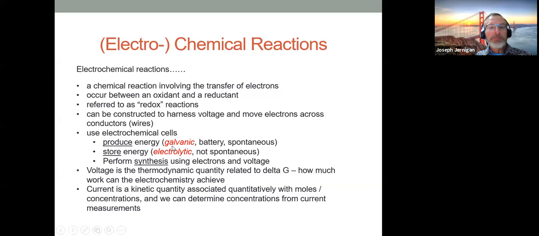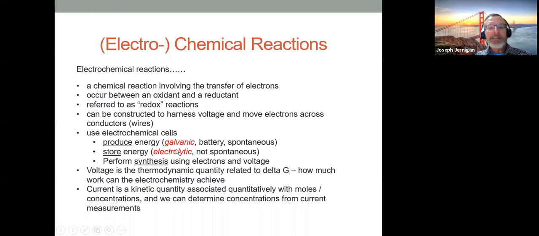Electrochemical cells can produce energy. We mentioned the battery. That is another term for a galvanic cell. Galvanic produces energy. It's a way to store charge. We could perform work within an electrochemical cell by applying voltage.